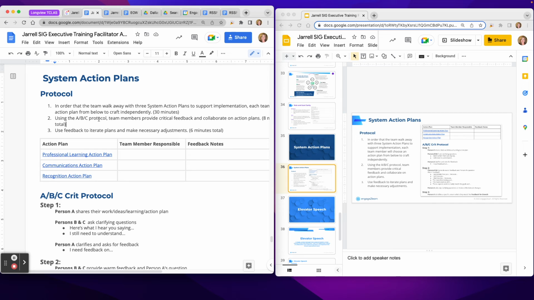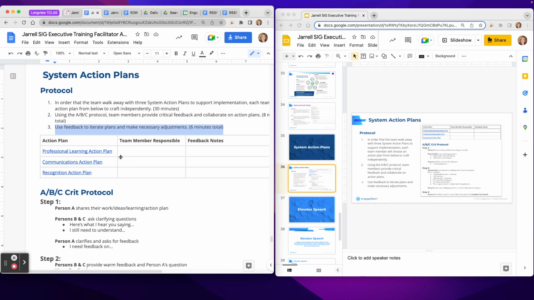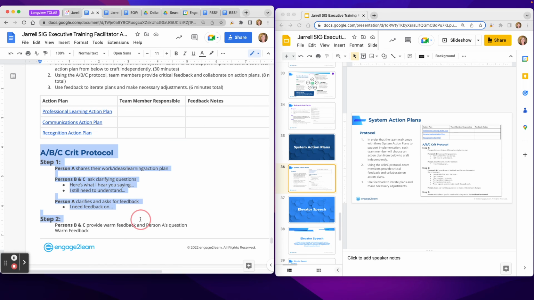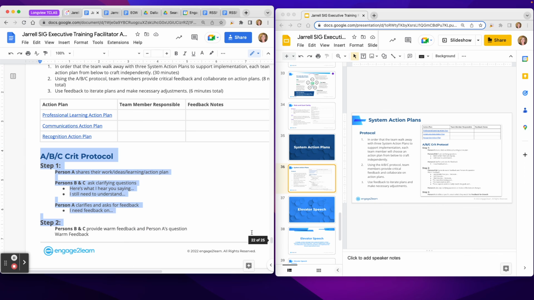So each person presents out, maybe 5 minutes each, they present their plan, they get feedback from their other 2 administrators, and then they have just a few minutes at the end to make some adjustments and iterate those plans based on the feedback. Of course, these can be living documents that they can take back to their campus, but hopefully this time will give them the opportunity to have at least a really good draft of the plan that they'll need. And the ABC CRIT protocol is listed there in their workspace.